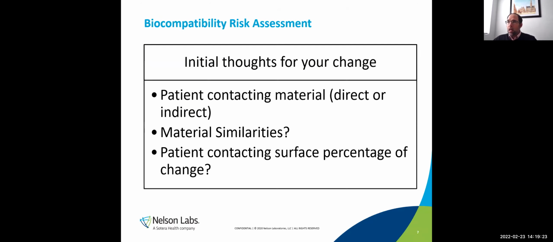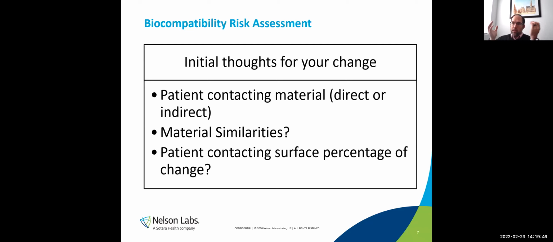perspective. So first, to kind of wrap up this, our initial thoughts for a change. Is it patient contacting material, directly or indirectly? That's your first kind of question. And if you don't know, then we may need to do a little bit of testing. For example, if you think the change is indirect, but maybe it could leach onto a direct contacting portion, then maybe we need to do just some screening tests to see if there's any risks.